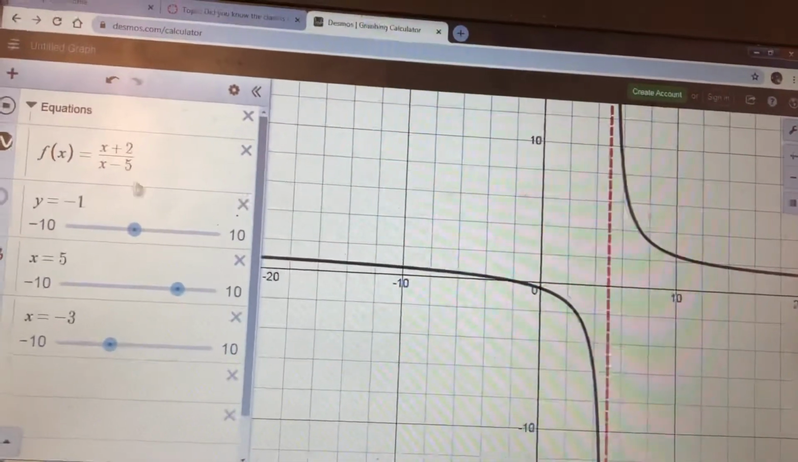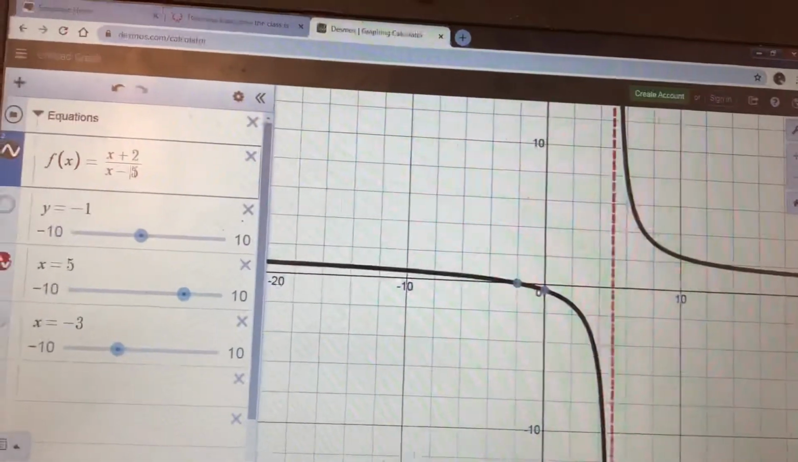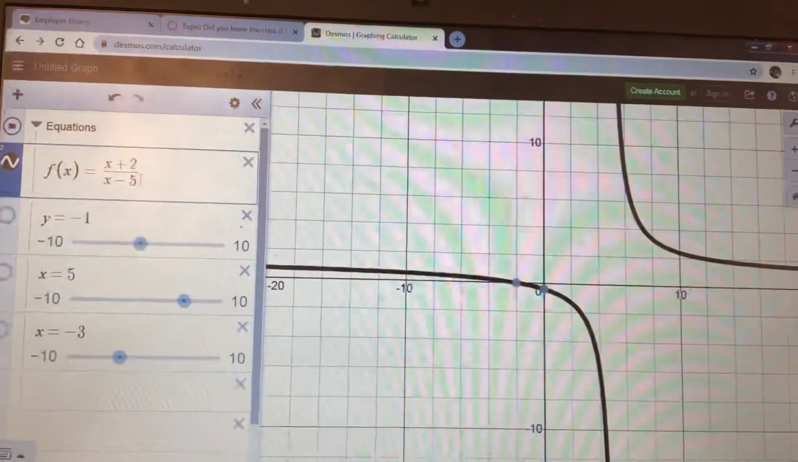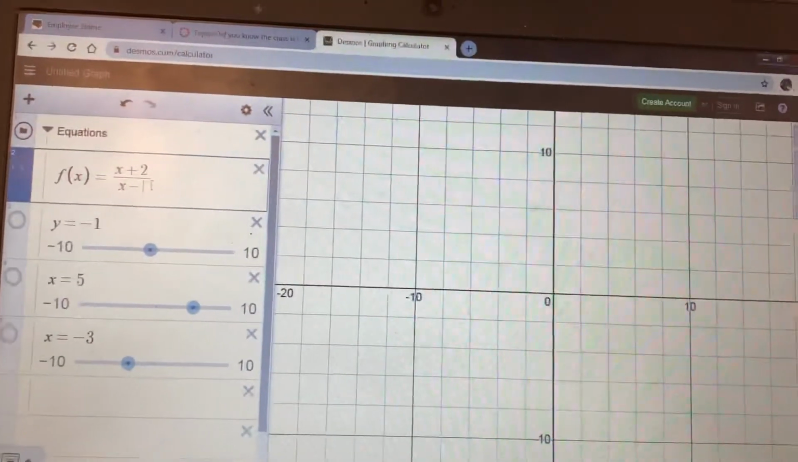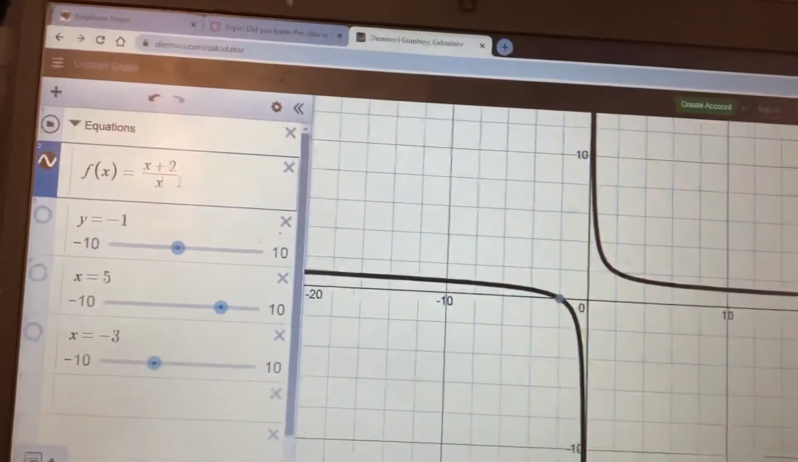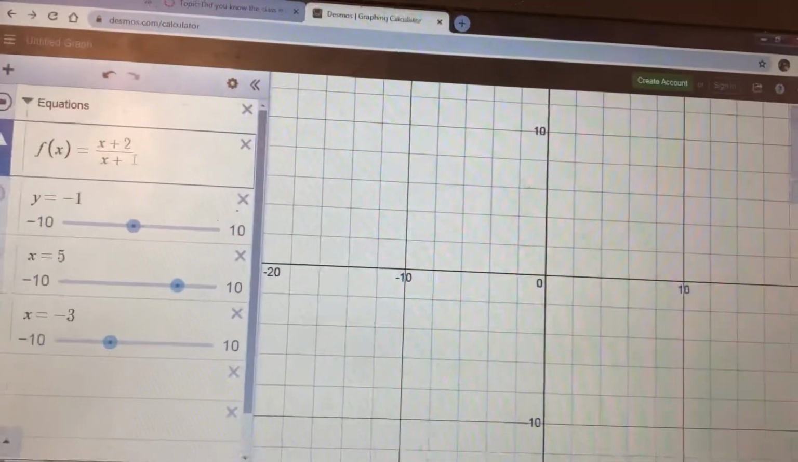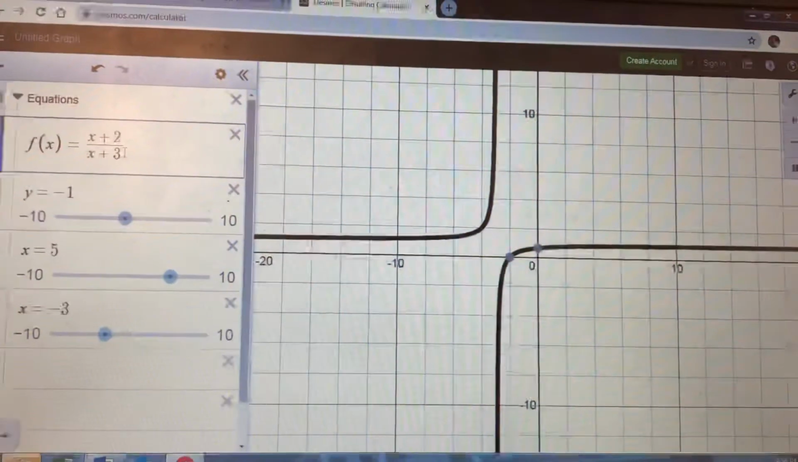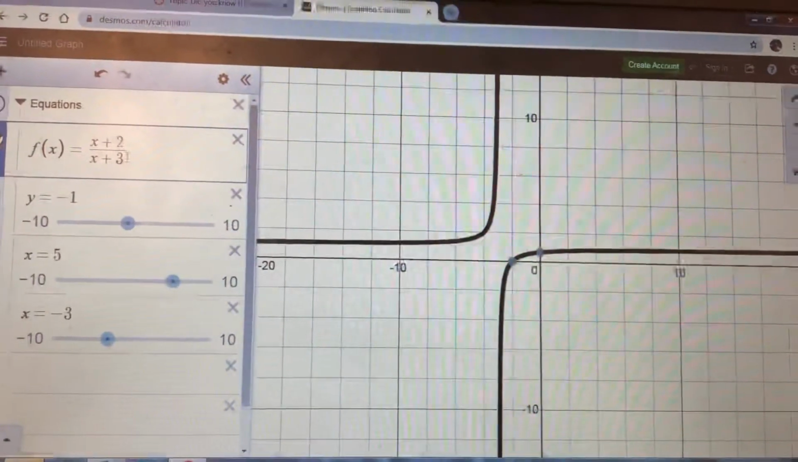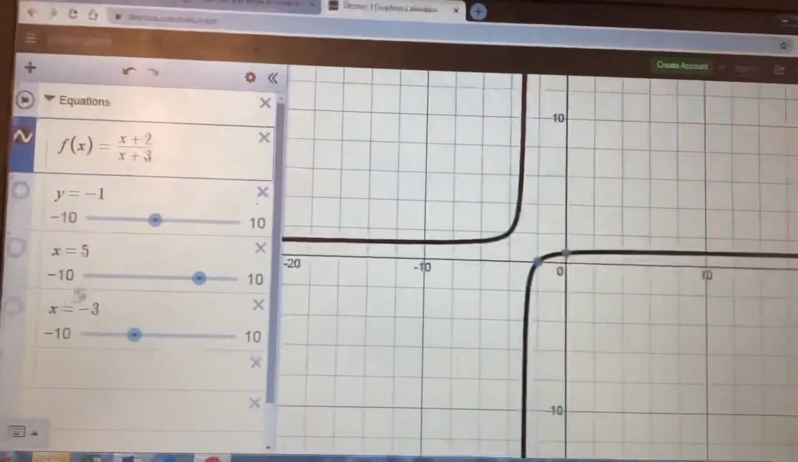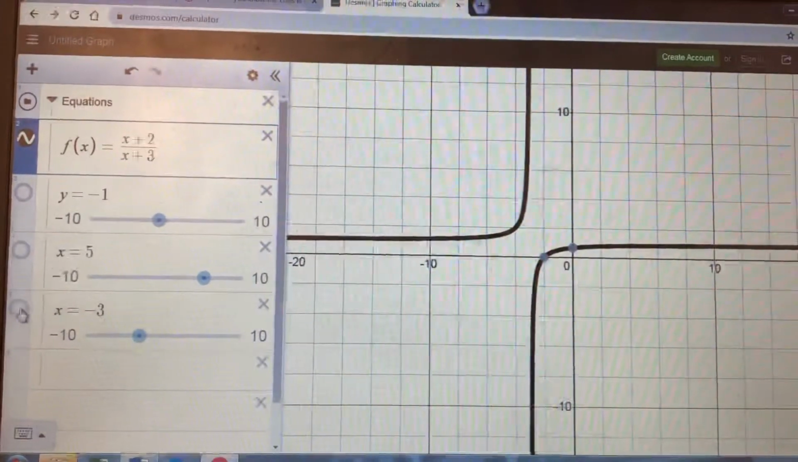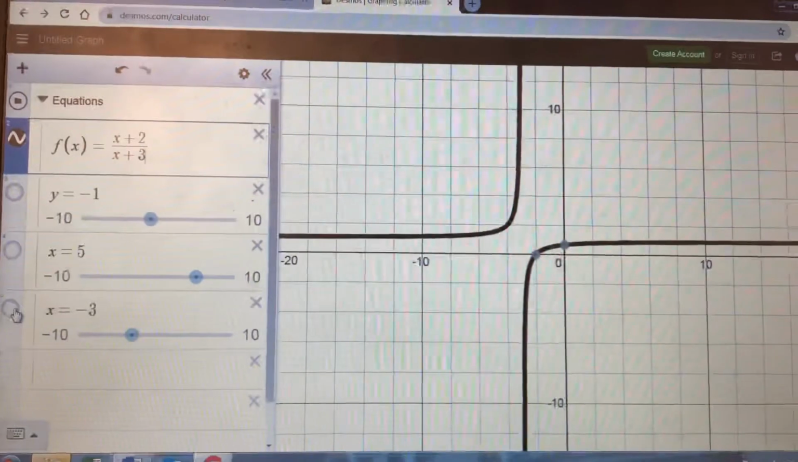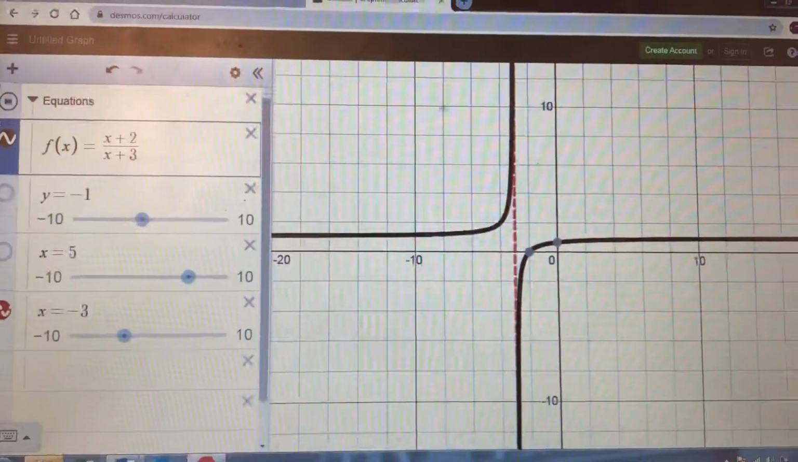So let's put that to the test again. This time I'm going to turn off the vertical asymptote, and we're going to change the denominator. Instead of x minus 5, let's make it x plus 3. What number makes x plus 3 equal to 0? Oh, wait a minute, this one, right? -3, doesn't that make x plus 3 equal to 0? Let's turn the asymptote on, and it looks like it's the correct one.